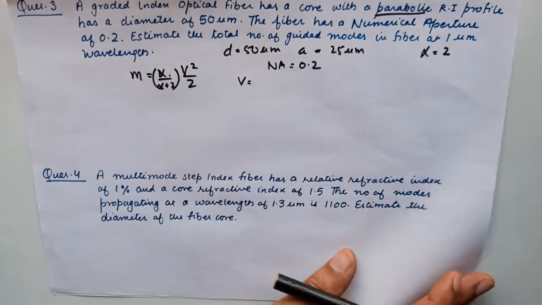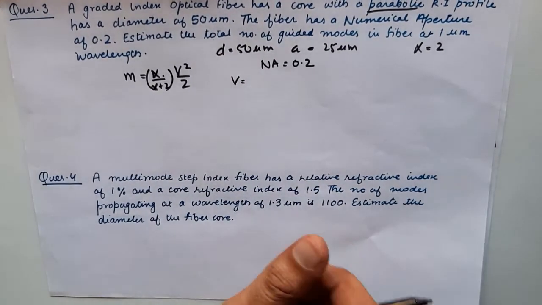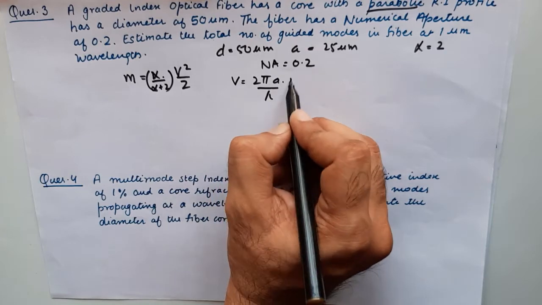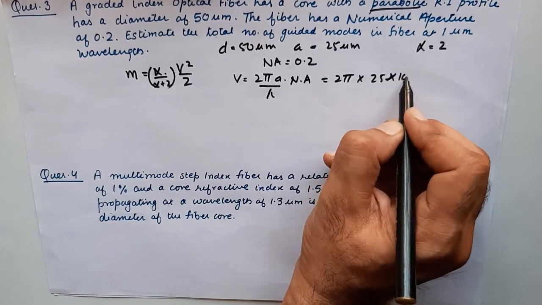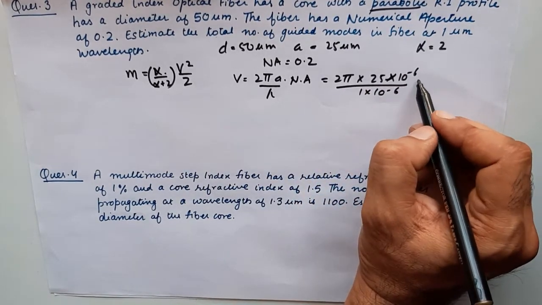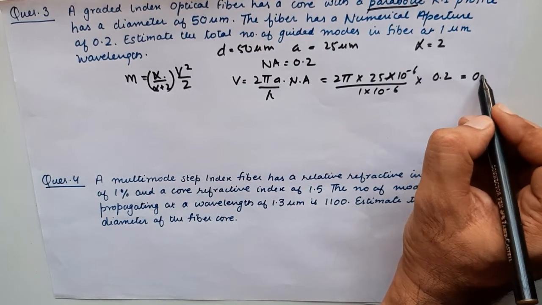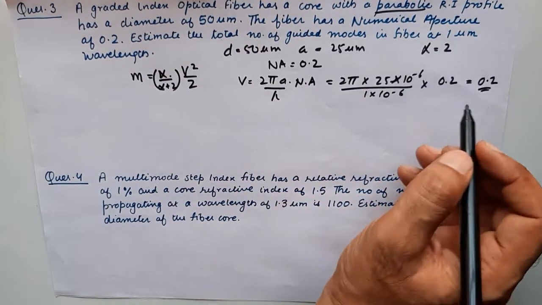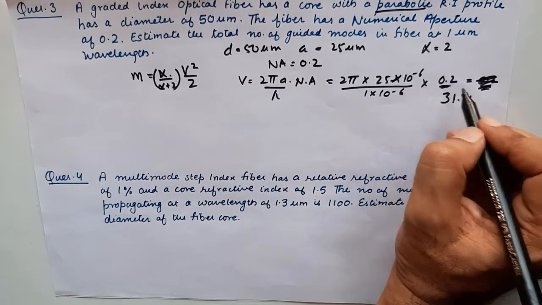So V is, if you look, the formula is 2 pi by lambda into square root of n1 square minus n2 square, which is numerical aperture, by the way. So what I do here is 2 pi into a by lambda into numerical aperture. I'm going to put the values: 2 pi into 25 micrometer upon wavelength, which is 1 micrometer, and numerical aperture is 0.2. So when you solve this, you'll get the value of V as 31.4.